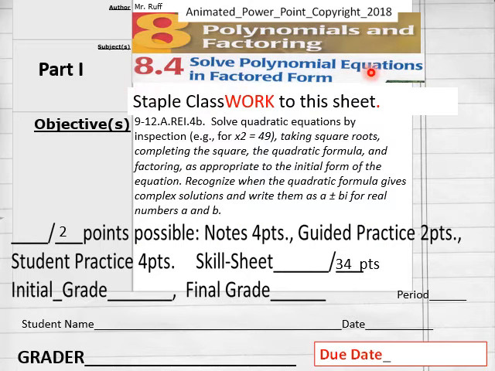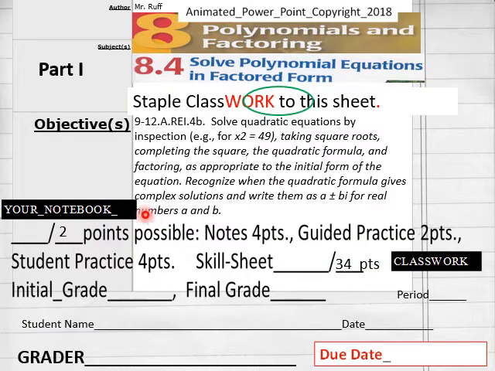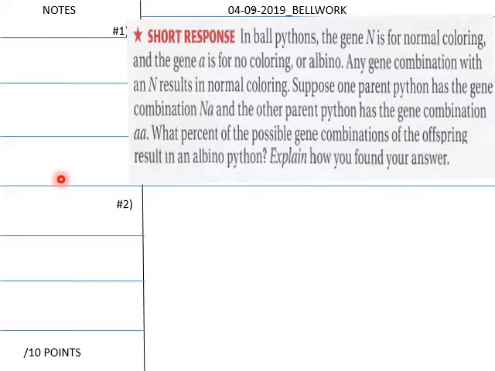8.4, solve polynomial equations in factored form, Part 1. Here's your standard. And we have a skill sheet here, 34 points, and a notebook guide of 2 points here.